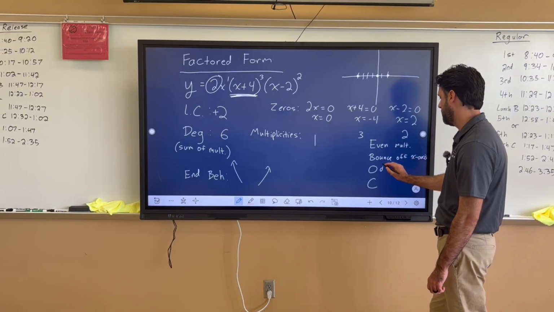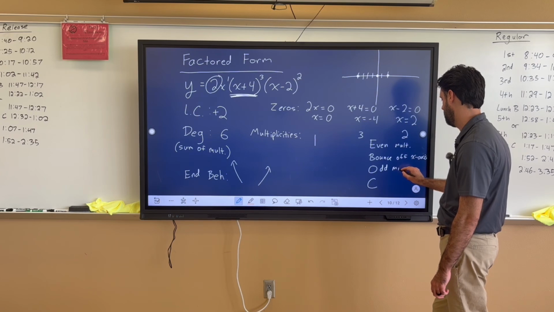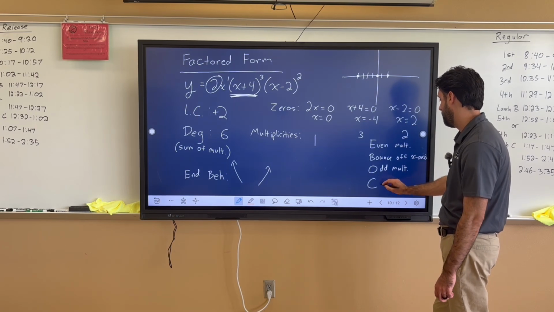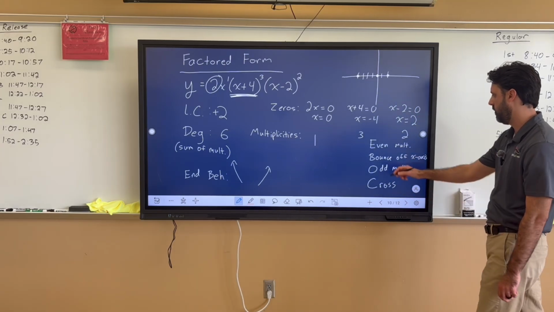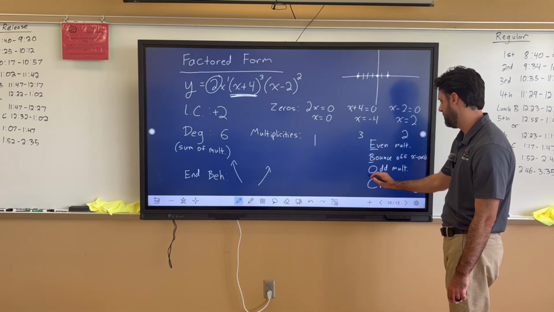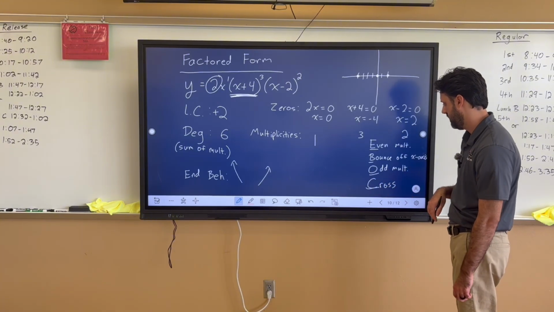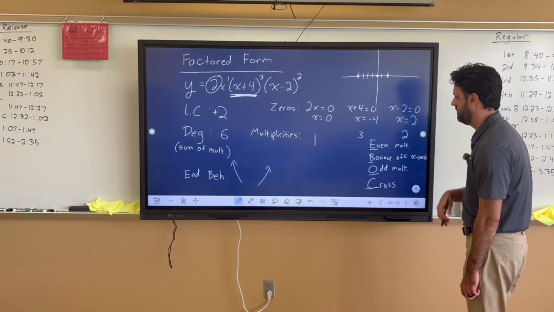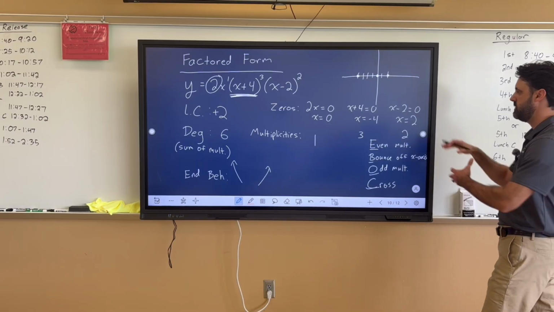Anywhere that there's an odd multiplicity, the graph is going to cross through the x-axis. Okay, and so we just say even bounces, odd crosses. To remember that, or EBOC, even bounces, odd crosses. So let's see what that means up here.